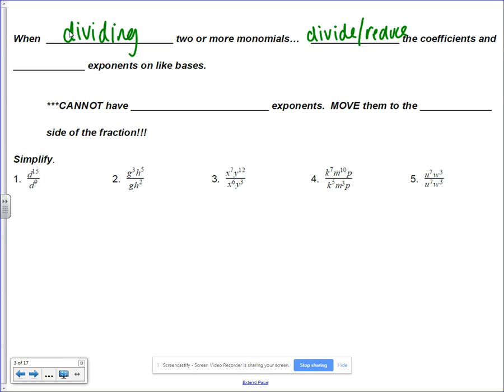And then we added during a multiplication problem. So what are we going to do on the division problems? We're going to subtract. Folks, when we subtract, do we always get positive answers? No. So you cannot have negative exponents. You can't have them, period.